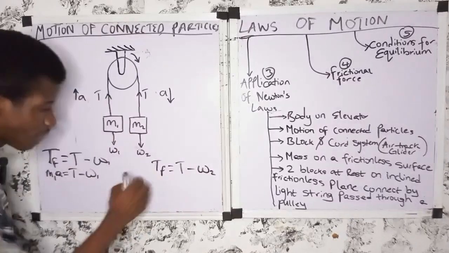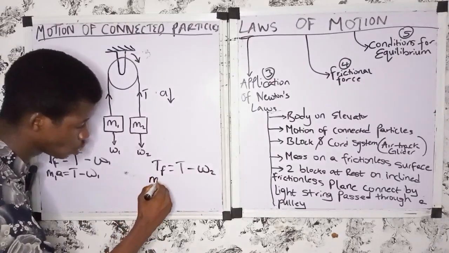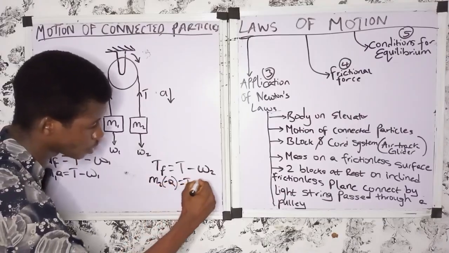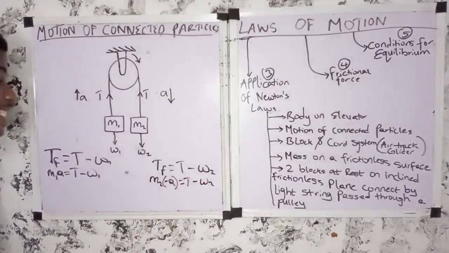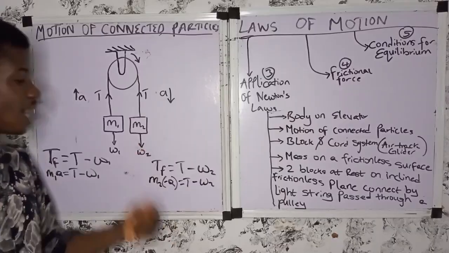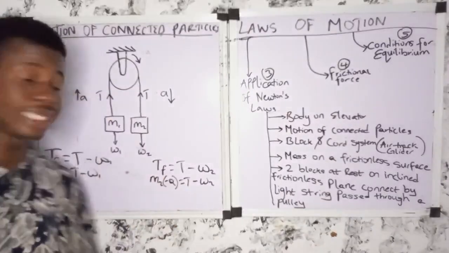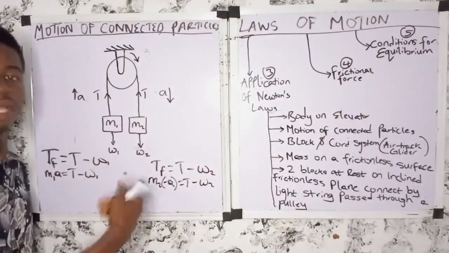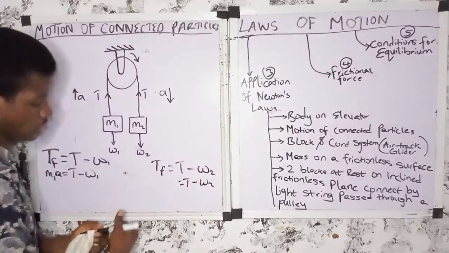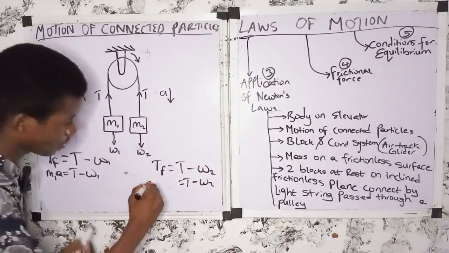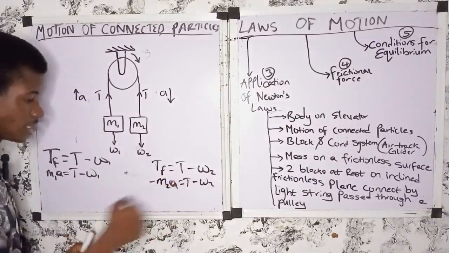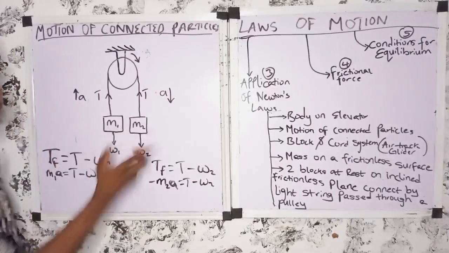Now this side, total force will be what? It equals M2 bracket open minus A bracket close, equals tension minus W2. The reason why acceleration here is negative is because the motion of this side is going downward. As it is going downward, that one is always negative, right? So M2 times minus A will give us minus M2A. This side is negative. You find out that this side is not negative, this side is positive because of the acceleration, right?